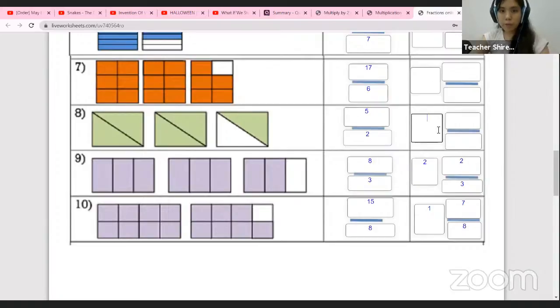Okay, can everyone type in the chat? How many complete sets here? How many here? Type in the chat. What is the whole number here? What's the whole number? Very good. 2. So this small part is 1 shaded out of 2 pieces.